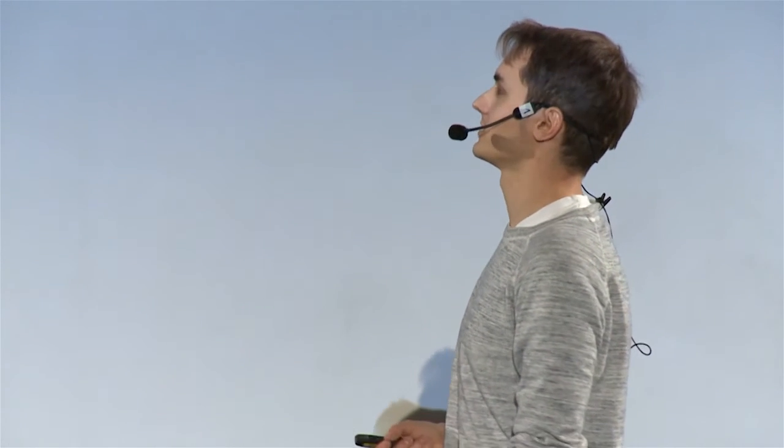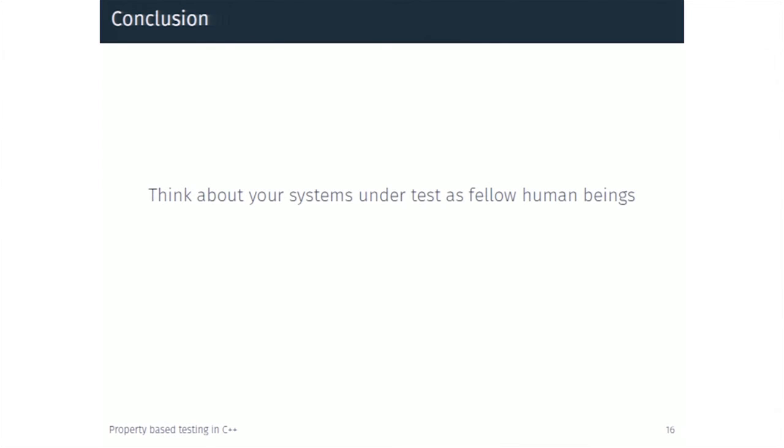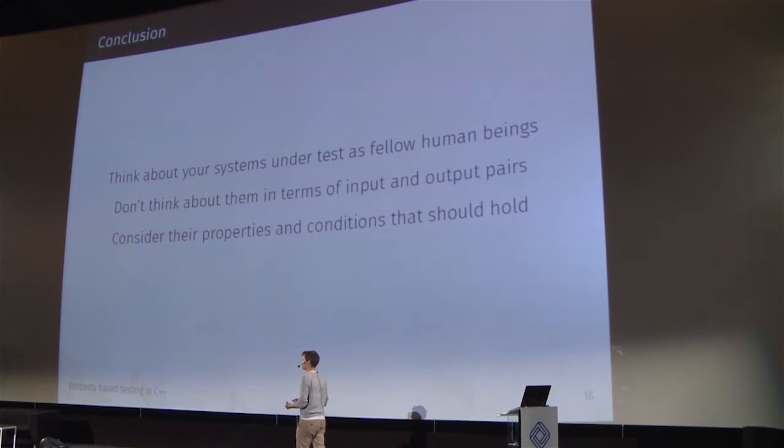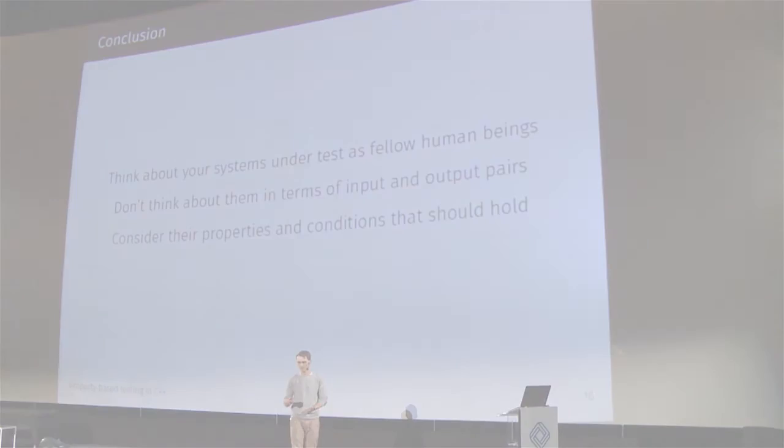So as the conclusion, I would like to mention that you should try to think about your tests as fellow human beings. Don't try to think about them as input-output pairs. It would be disgusting to think about fellow coworkers in terms of input-output pairs, right? Just think about their properties and conditions that should hold throughout the whole test execution.